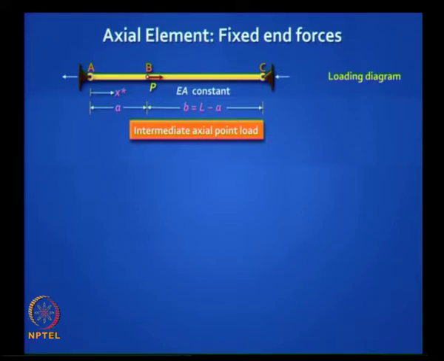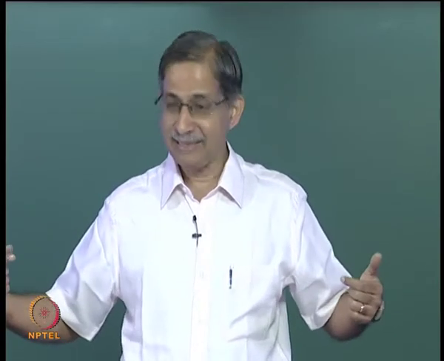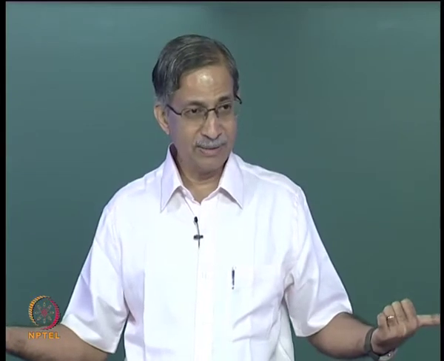What do we mean by fixed end forces? You are familiar with fixed end moments in beams. There you arrested the rotational degrees of freedom. Here you arrest the translational degrees of freedom, and if you pull it there, you will get some reactions at these two ends. Can you guess what those reactions will be?